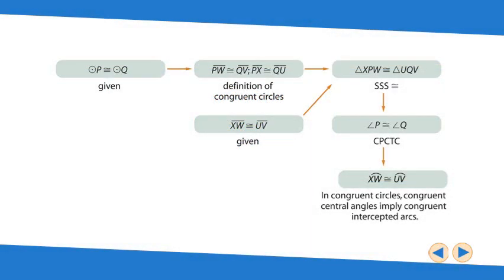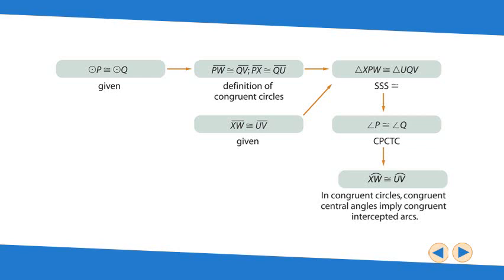And here we've got a flow chart proof on page 364 that proves one of these things. It proves it from the perspective of, I'm sorry, if the chords are congruent, then the arcs are congruent.